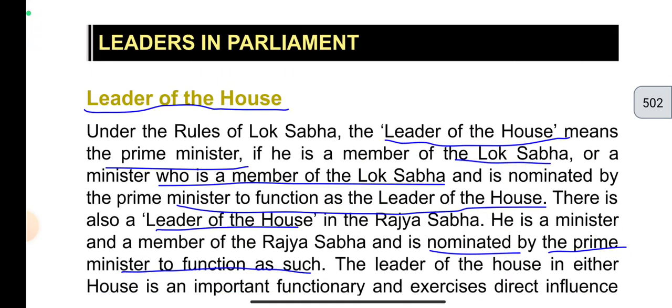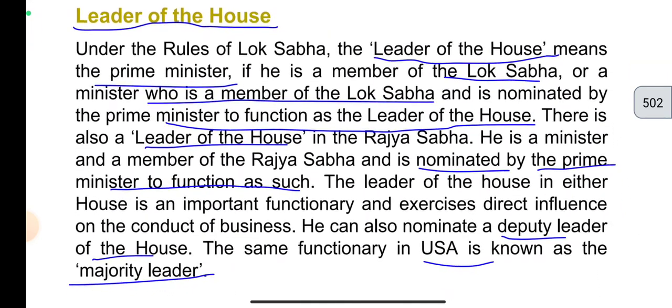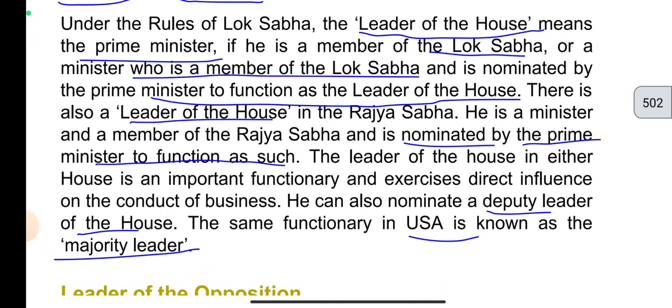Now, leaders in Parliament. Leader of the House. Under the rules of Lok Sabha, the leader of the House means the Prime Minister, if he is a member of the Lok Sabha, or a minister who is a member of the Lok Sabha and is nominated by the Prime Minister to function as the leader of the House. There is also a leader of the House in the Rajya Sabha. He is a minister and a member of the Rajya Sabha and is nominated by the Prime Minister to function as such. जो लीडर ऑफ द हाउस होते हैं नॉमिनेटेड होता है प्राइम मिनिस्टर के द्वारा.